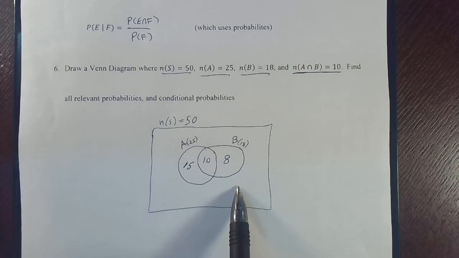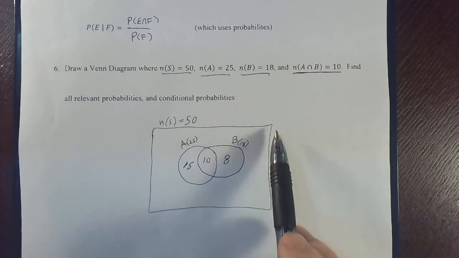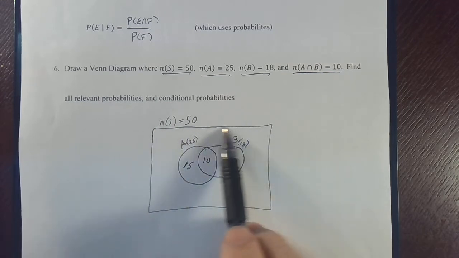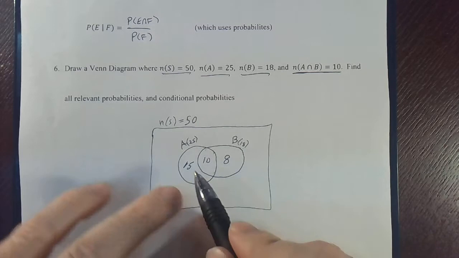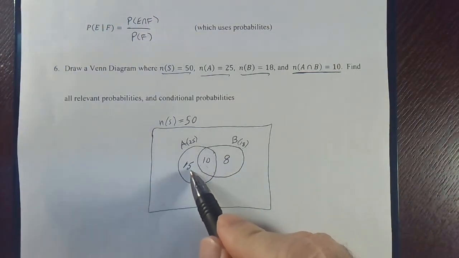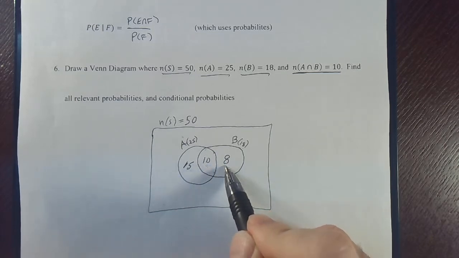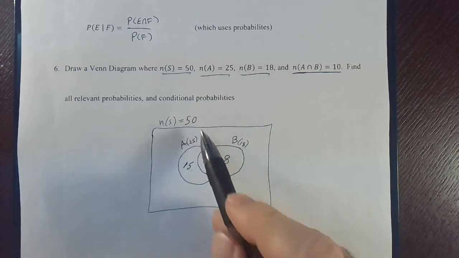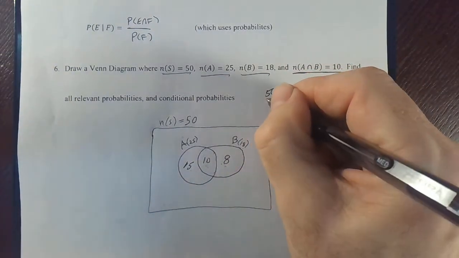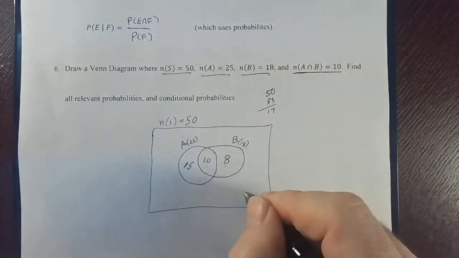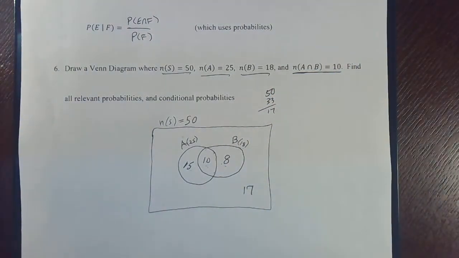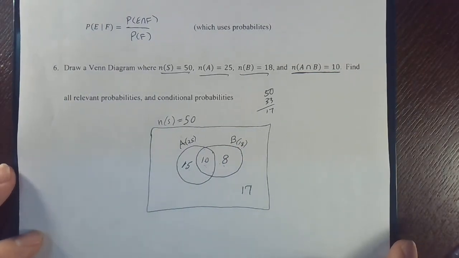We have one other region, this outside region. How many goes out here? And don't say 50. 50 is the entire rectangle, the entire universe. So let's see what these three numbers add up to. We already have 33 taken care of. 15 plus 10 plus 8 is 33. So 50 minus 33 is 17. 17 goes out here. Now we have 50 elements displayed in this Venn diagram.